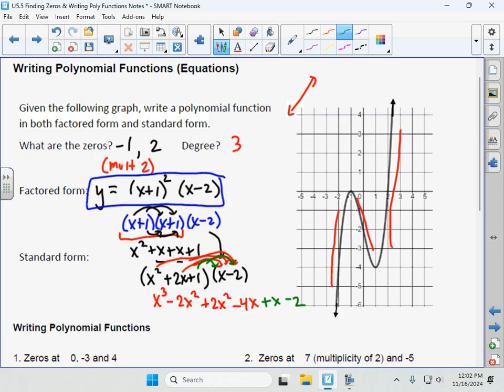Let's combine like terms now. x cubed, negative 2x squared plus 2x squared is 0, that cancels out. Negative 4x plus x is minus 3x, and then minus 2. So here's standard form. Again, you can see in standard form the degree is 3, and that's what our degree is.